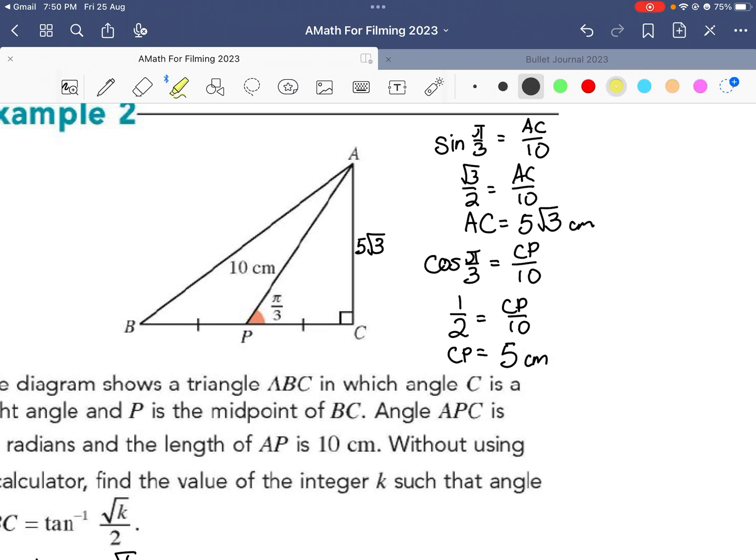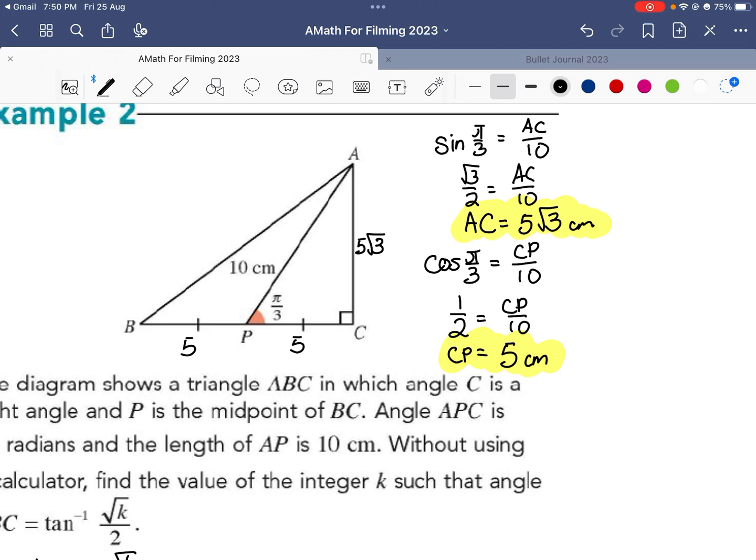I'm just going to go ahead and highlight this. So I know the value of AC, I know the value of CP. So why don't I just go ahead and say that this is 5 cm. Since P is the midpoint of BC, if PC is 5 cm, it means that BP is also equal to 5 cm. Wow, I have done so many of these already. There is a reason for all of this.